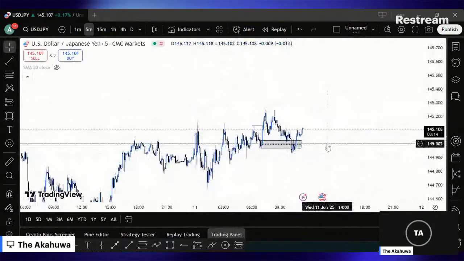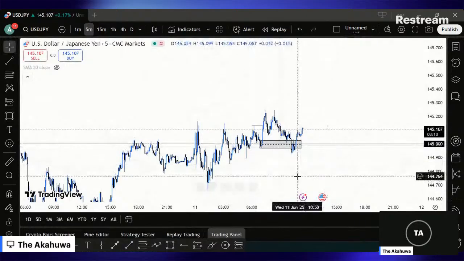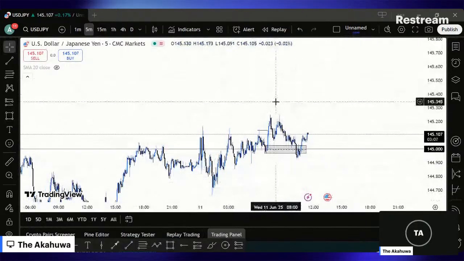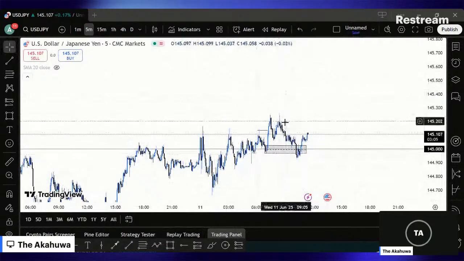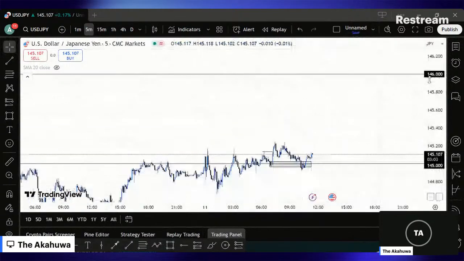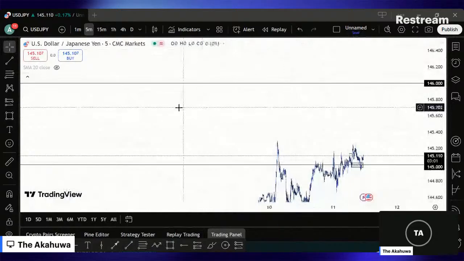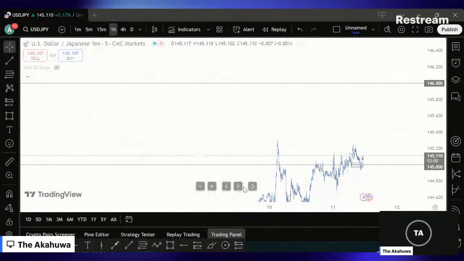This level is like a psychological level. Once I see that the markets have broken up in this direction, technically, what we'll have here, look at the 1 hour time frame very well.